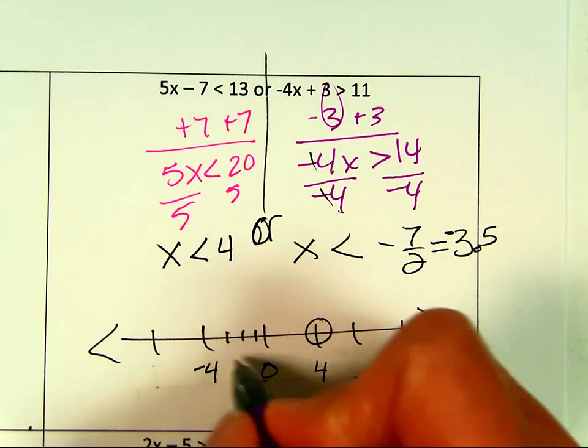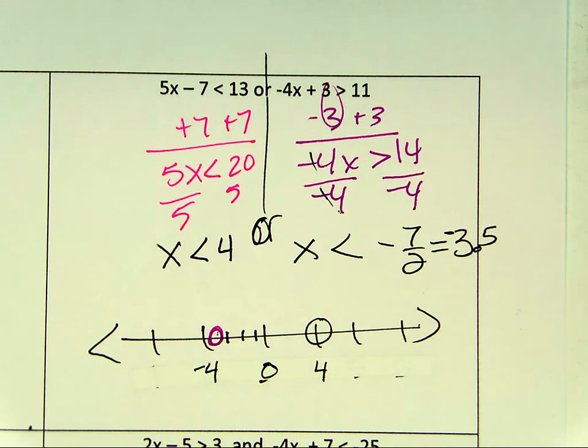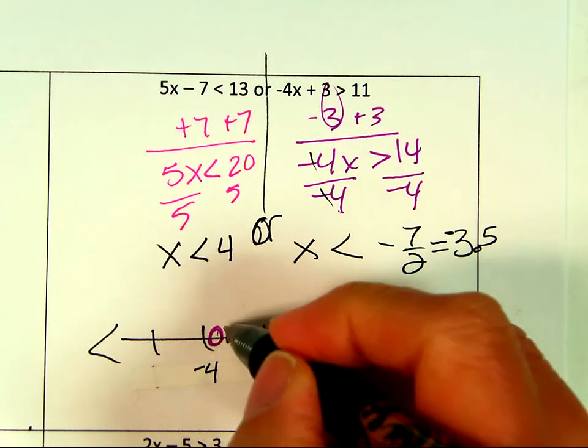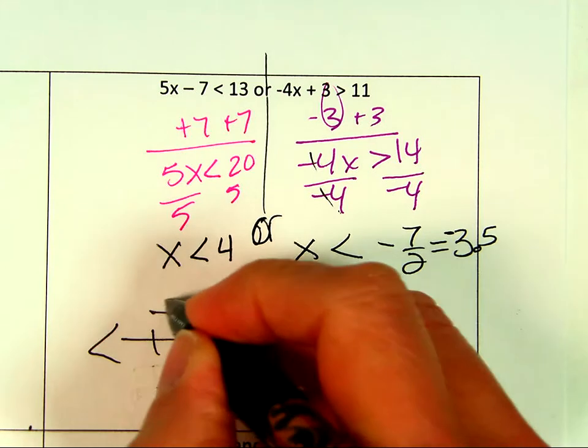So -3.5. This is -3. So -3.5 would be right there. Just do that in a different color. Okay, so x is greater than 4 or less than -3.5.